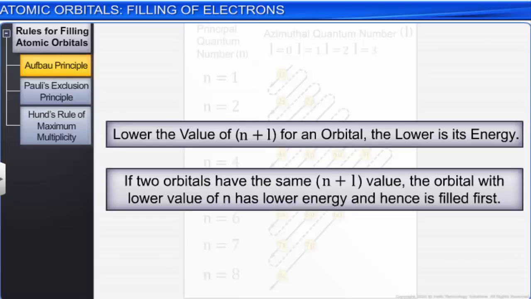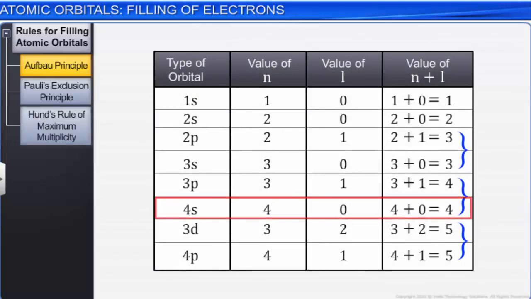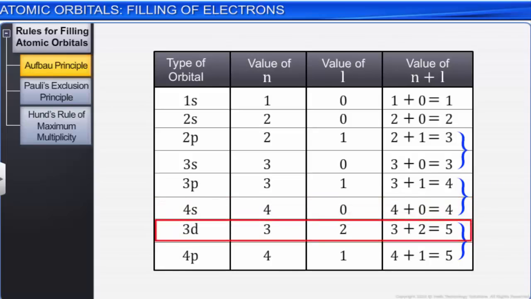For example, for 4s orbital, the values of n and l are 4 and 0 respectively. Hence, the n plus l value is 4 plus 0 equal to 4. For 3d orbital, the values of n and l are 3 and 2 respectively. Hence, the n plus l value is 3 plus 2 equal to 5. This shows that the 4s orbital will be filled first, as the 4s orbital has lower value of n plus l than the 3d orbital has.